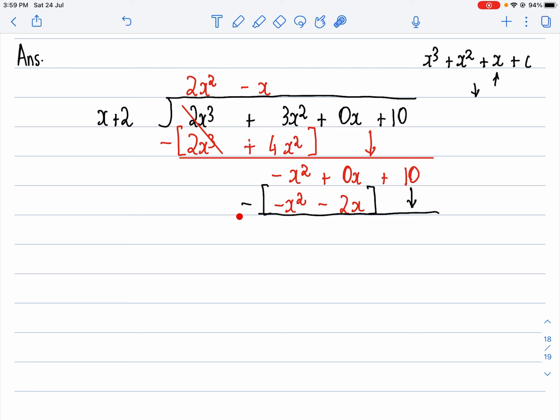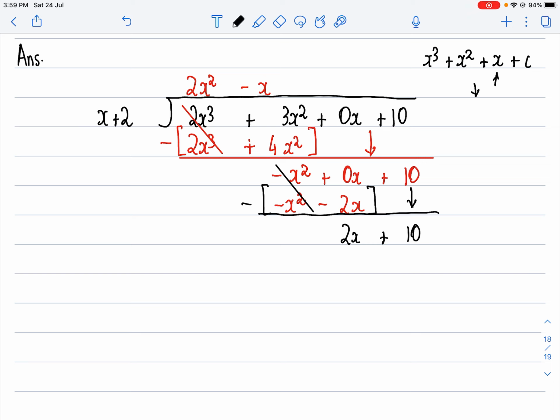So now your negative and negative becomes positive. So minus x square plus x square becomes 0. So this will simply cancel out. Okay. And the negative and negative here will become positive. So I get 0x plus 2x, which is basically 2x. Okay. Plus I get the 10 down. So I'll write 10.